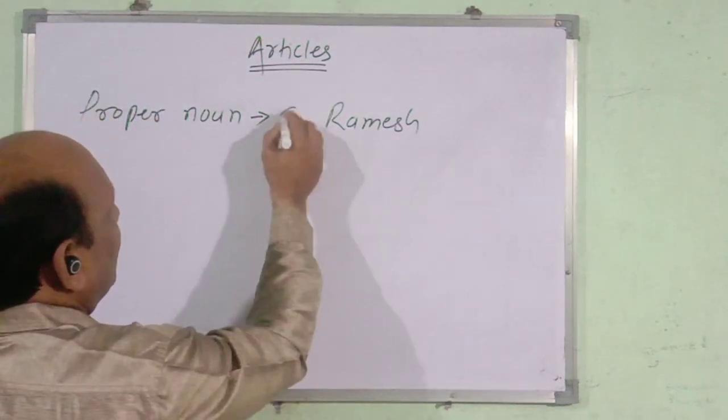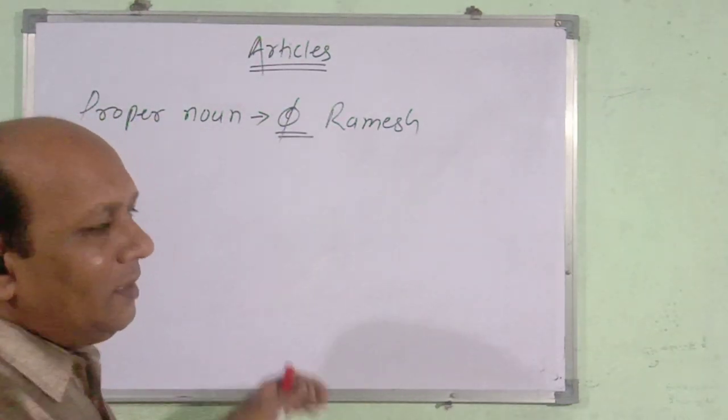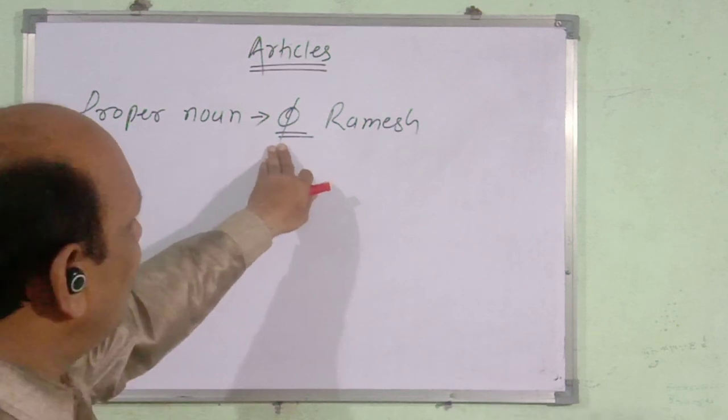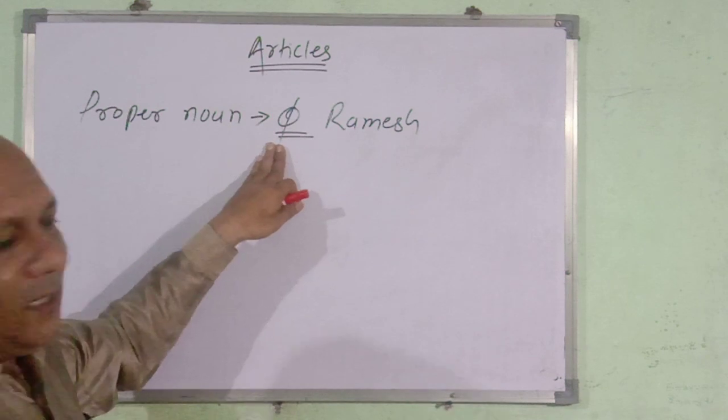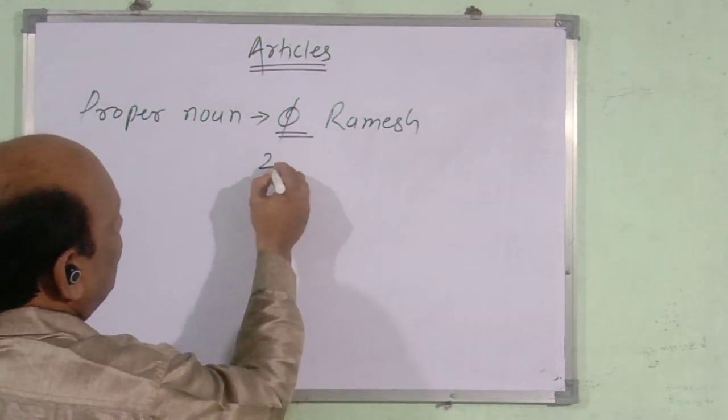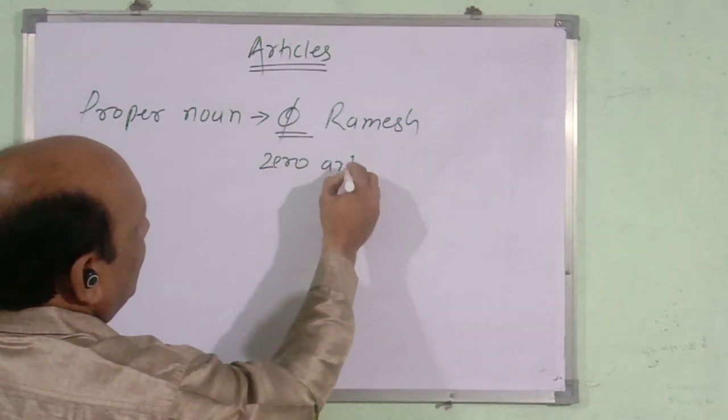It means the zero article. Like 5 in maths, what is the sign of that? That one is the zero article. It's called the zero article.